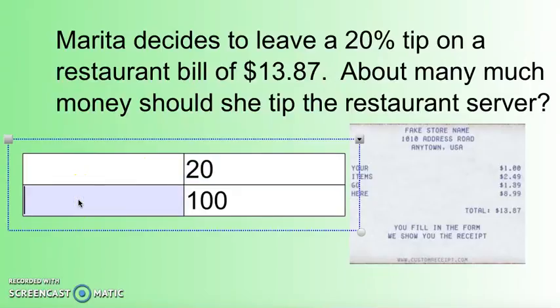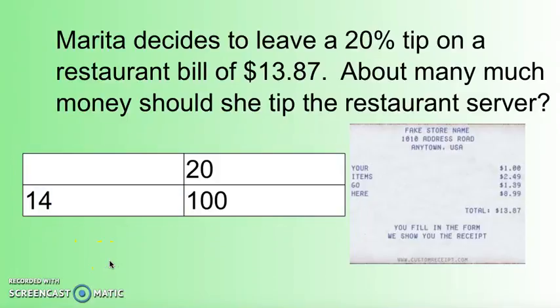But if we can't round the 20%, could we round the dollar amount instead? Yeah, let's round it to about $14 to make it easier for us. I do this all the time when I'm in the store. I always round mine to the nearest whole number, and I usually round up just so that my waitress or waiter gets the highest tip.